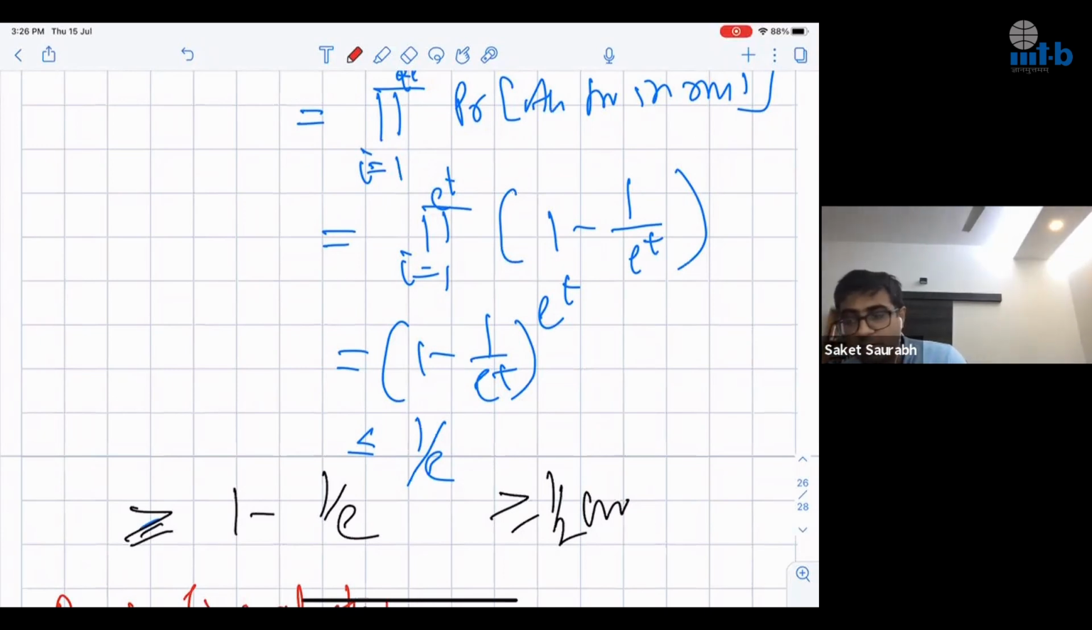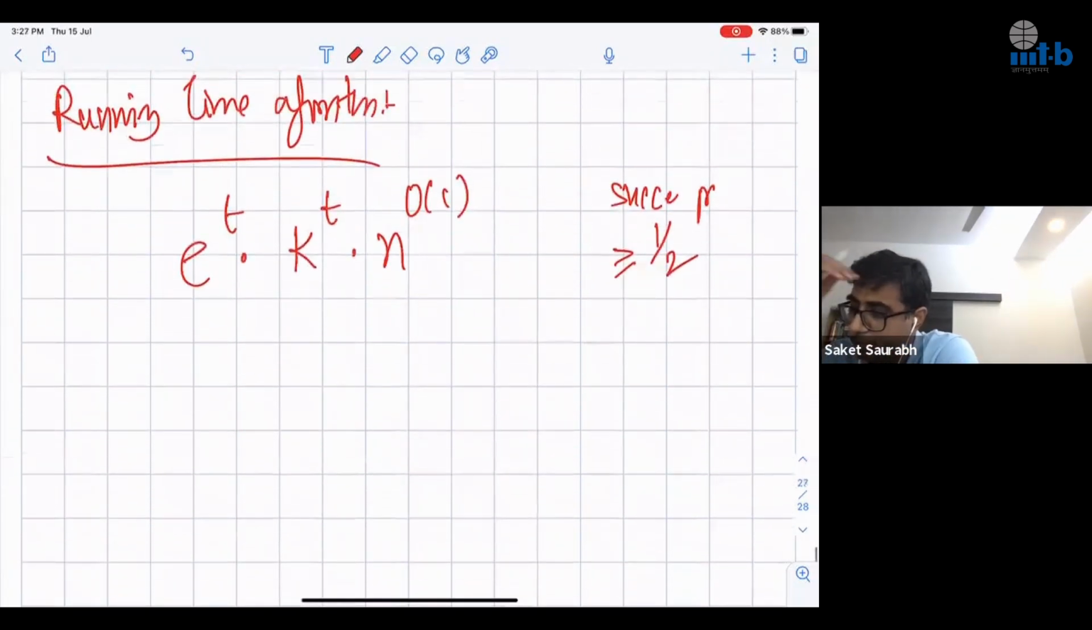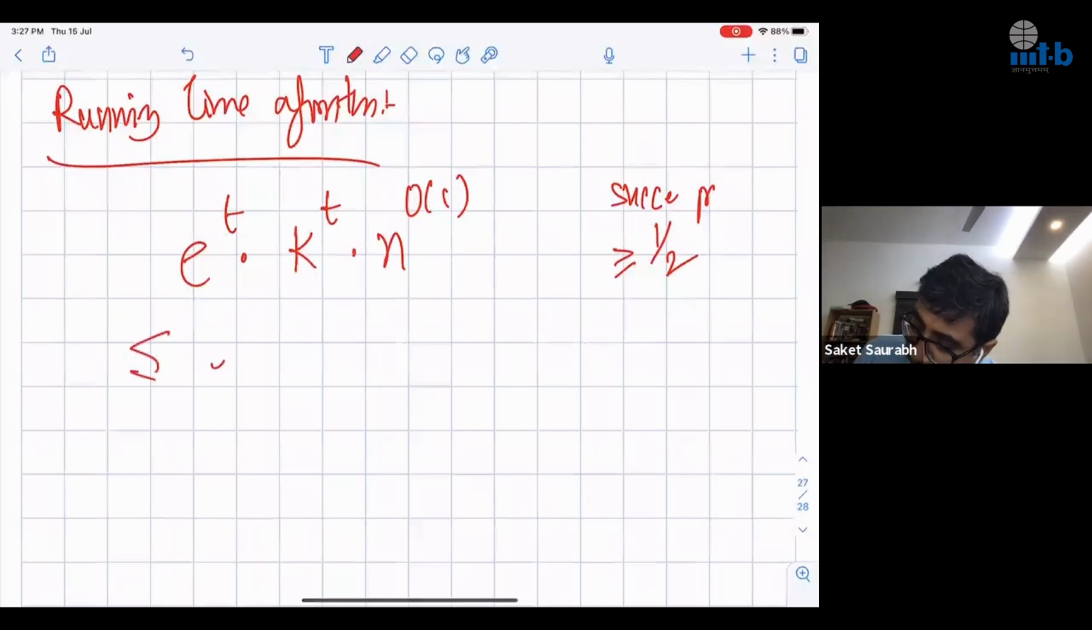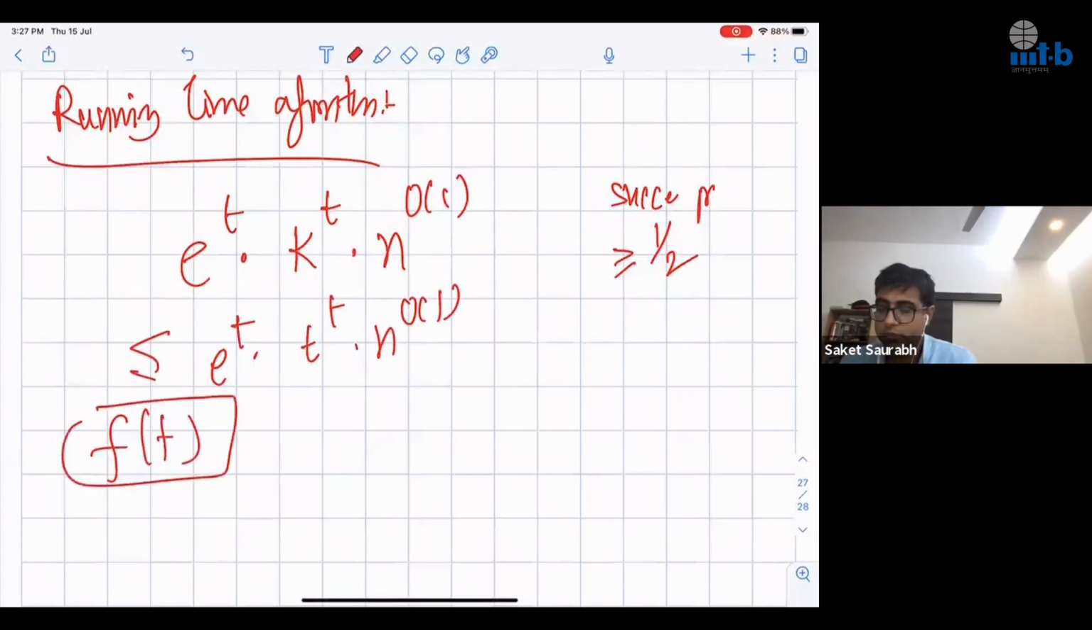So success probability is 1 minus 1 by e to the power n. So you can really get close to 1 your success probability by repeating sufficiently many times. But now you can ask me the question, why is k greater than or equal to, how will I say that this is like e power t, some t power t, because we were trying to make an algorithm with running time which was solely dependent on f of k. So can I say that t is greater than or equal to k?